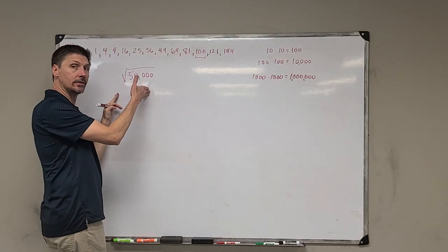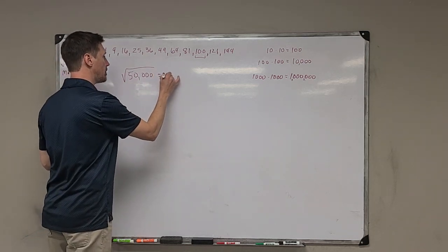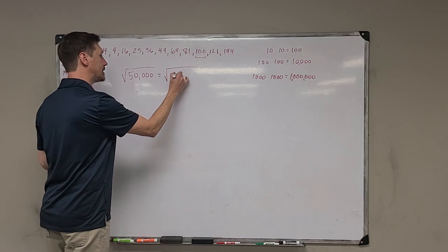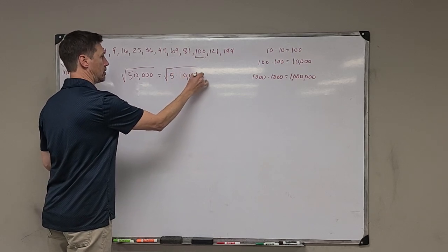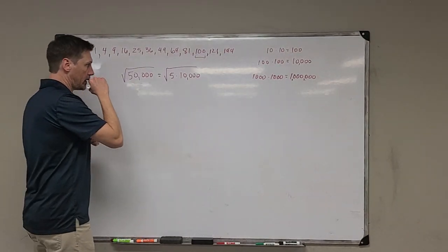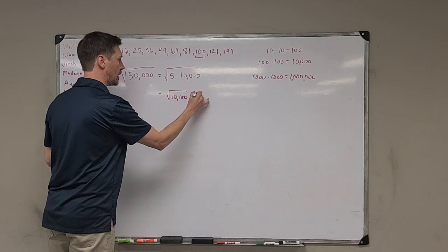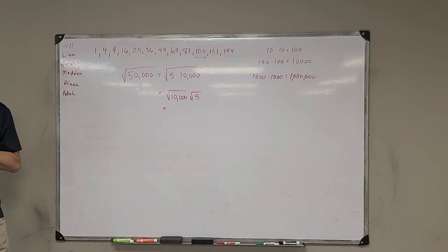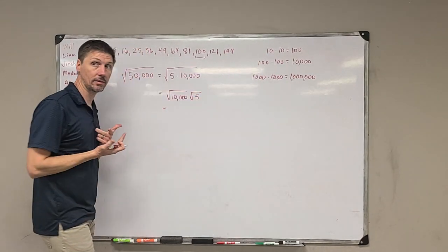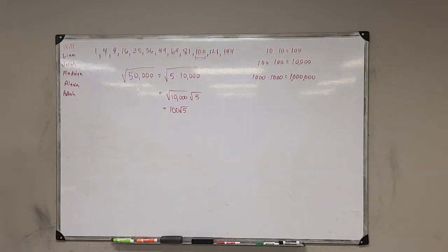So when I see a problem like this, I go, that's a 5 followed by an even number of zeros. Does everybody see that this is the same as 5 times 10,000? And so that means I can rewrite this as the square root of 10,000, because I know 10,000 is the perfect square, times the square root of 5. When I take the square root of 10,000, I'm going to get 100, because 100 times 100 is 10,000. So the answer for this is 100 square root of 5.